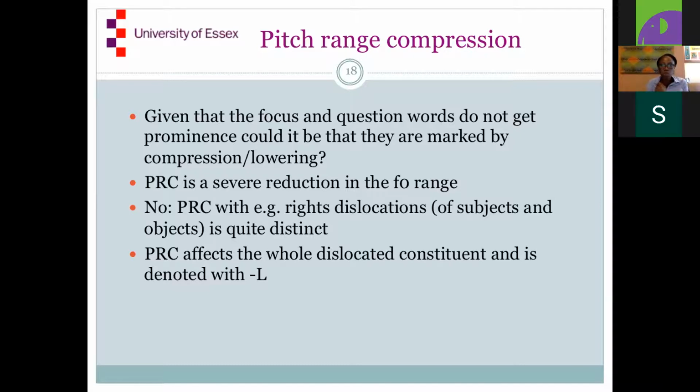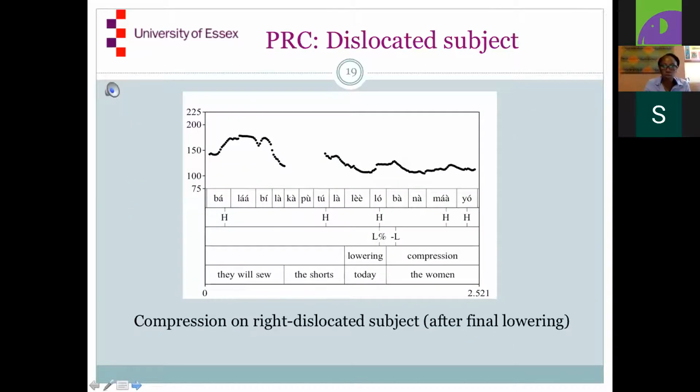So it really looks extremely flat, and the range in which the occurrence of a compressed constituent is really very, very small. So here is a couple of examples. So this is a subject which is right dislocated. The normal sentence would be, the women will saw the shorts today, and this is the women being taken to the right. They will saw the shorts today, the women.